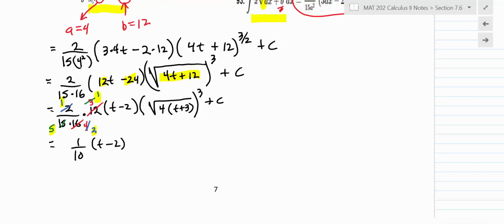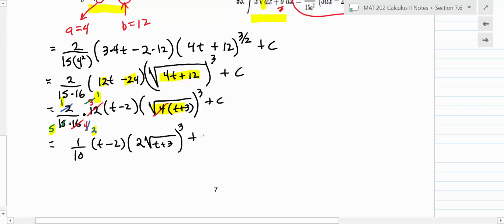Now, what can you do with this radical now? There's one thing. Square root of 4 is 2, right? So that comes out of the radical. So you can go ahead and do that. See, the whole thing is cubed. But before you cube that, what you could have is you could have, that comes out of the radical, so that's 2 times the square root of t plus 3, all to the 3rd power plus c, like that.